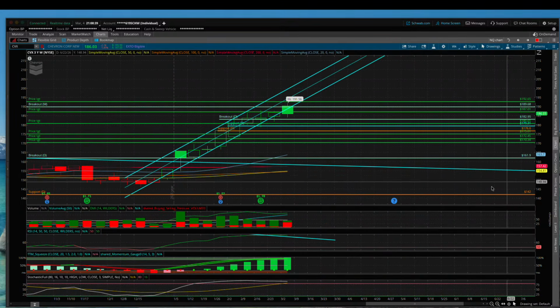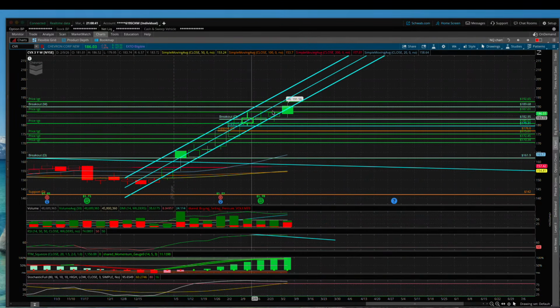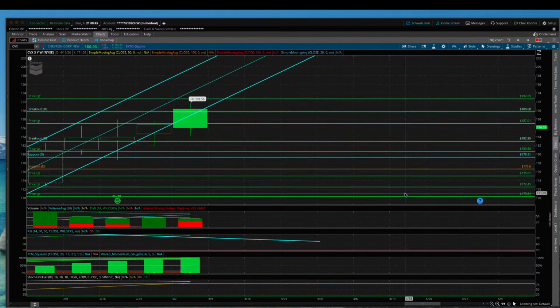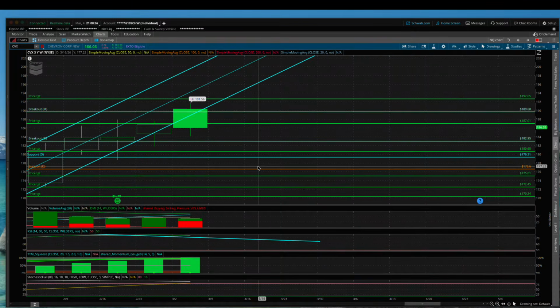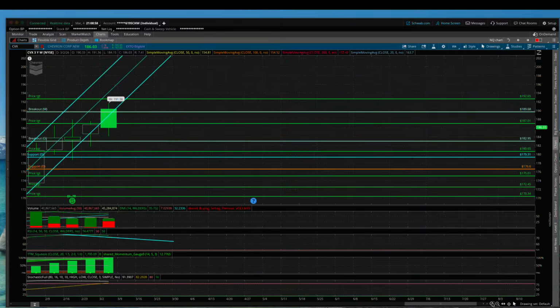We've been steady in this channel here. I mean, we are kind of getting out of the channel, but it's a weekly channel, and we could easily get back inside of it. So I don't want to jump the gun and say we're going out, but yes, there is a bearish divergence on there.